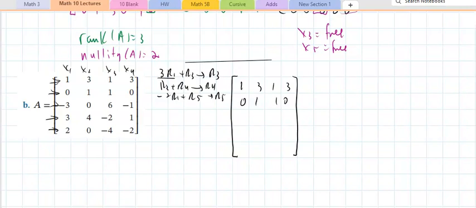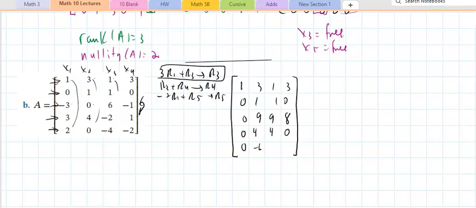If I take 3 times row 1, 3 plus 3 is 0, 9 plus 0 is 9, 3 plus 6 is 9, and 9 minus 1 is 8. Now, if I make a mistake, we want the idea. The chances of making an error is pretty high. If you add those two, I'll get a 0, 4, 4, and a 0. And if I take negative 2 times row 1, negative 2 plus 2 is 0, negative 6 plus 0 is negative 6, negative 2 minus 4 is negative 6, and negative 6 minus 2 is negative 8.